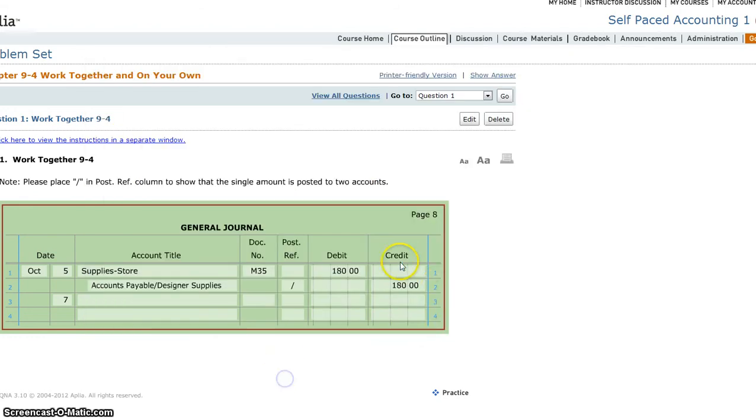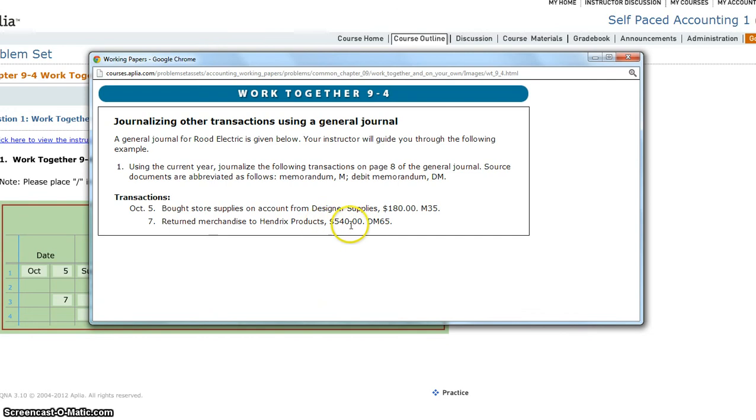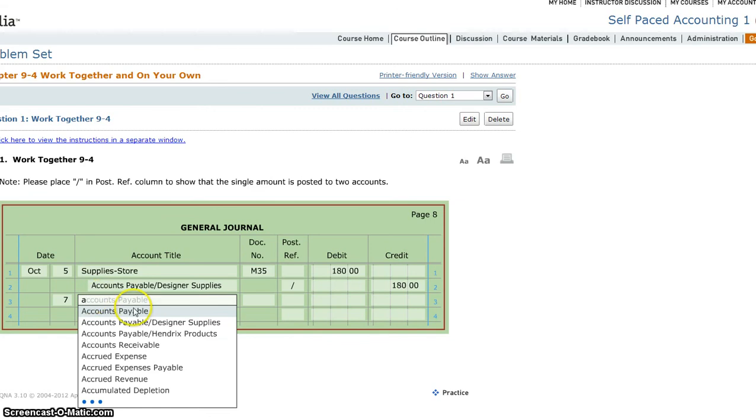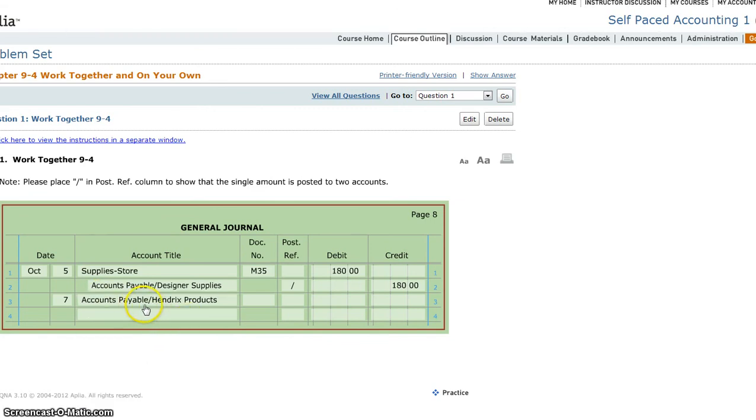We're not talking about a credit here. We're talking about store credit, meaning we don't have to pay this $540. It's put back on our bill. Now, if we bought from Hendrix Products, we bought that on account. And when we bought it on account, remember, we credited accounts payable because that's a liability. That means we owe it. Now, when we return something, it means that we don't owe that anymore, and so we have to debit $540 because we don't owe this $540 to Hendrix Products.